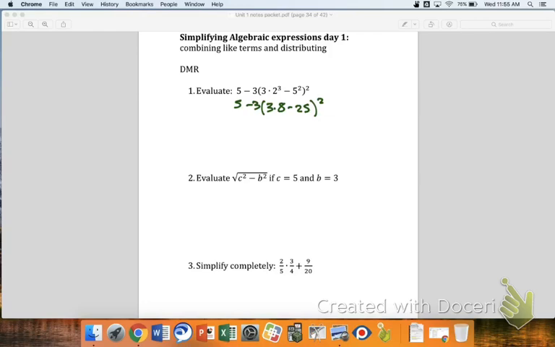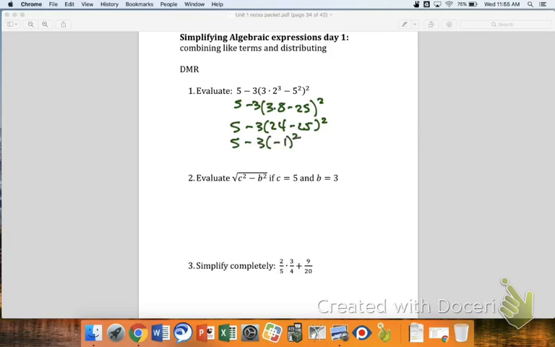Any suggestions on what we could do next? 3 times 8. 3 times 8, which is? 24. 24. Joe, what would I do after that? You would subtract 25 from 24. And so when I do the work in the parentheses, I end up with? -1. -1. So 5 minus 3, parentheses, -1 squared.